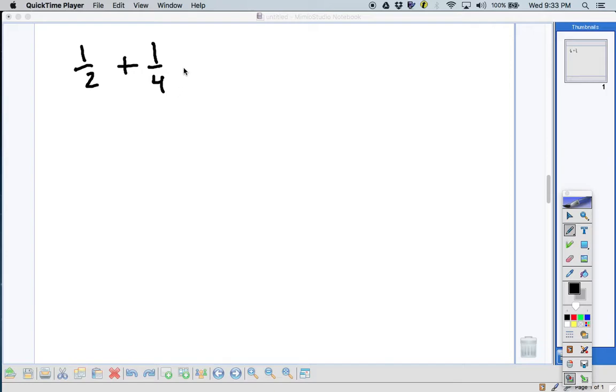The most common mistake is to just add the numerators and say this is 2, add the denominators and say it's 6, and this is not correct. You cannot do that. You've got to get a common denominator. The way we do this is we look for multiples.